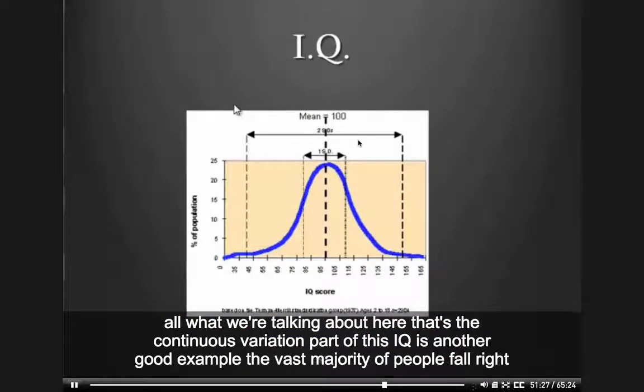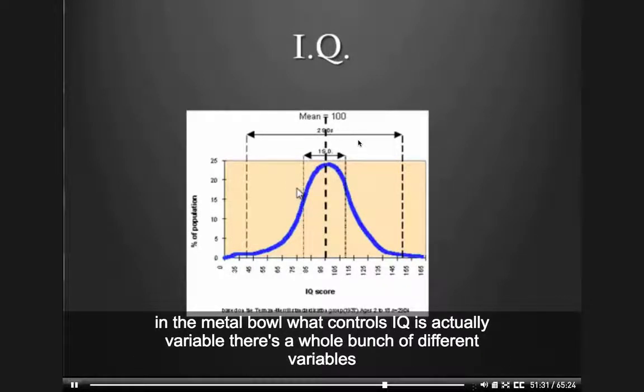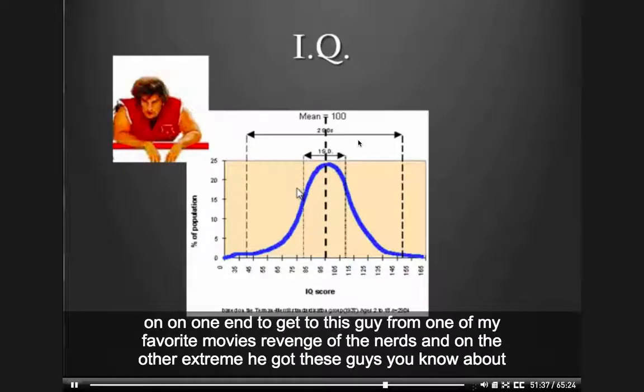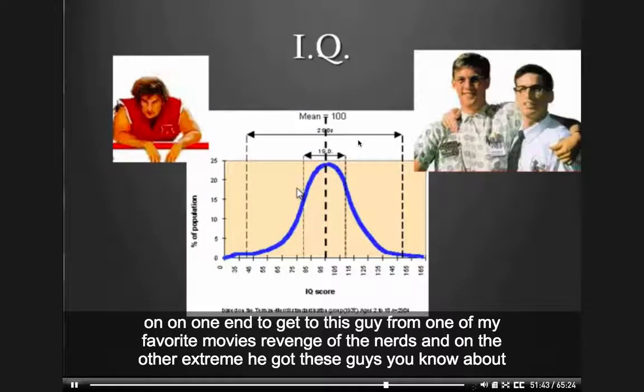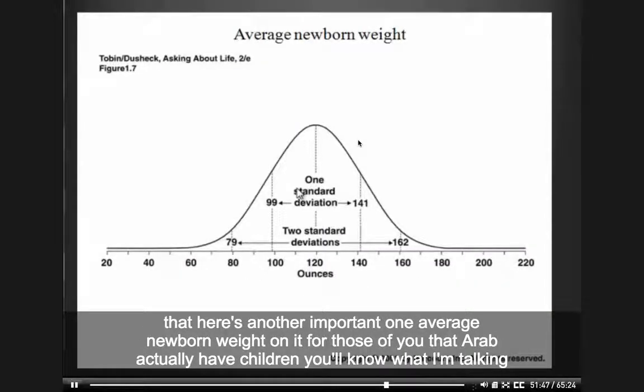IQ is another good example. The vast majority of people fall right in the middle, but what controls IQ is actually variable. There's a whole bunch of different variables. On one end, you got this guy from one of my favorite movies, Revenge of the Nerds, and on the other extreme, you got these guys. Yeah, how about that? Here's another important one.